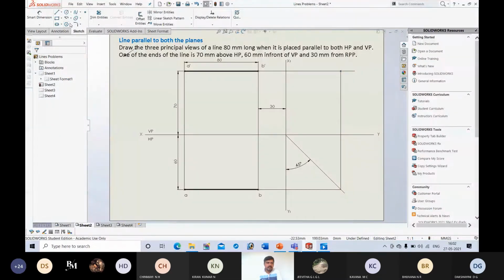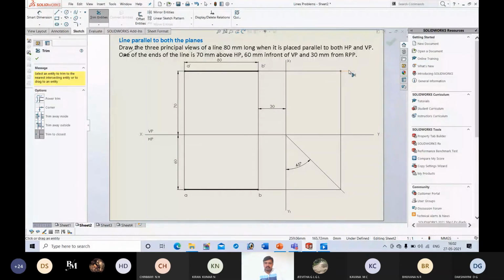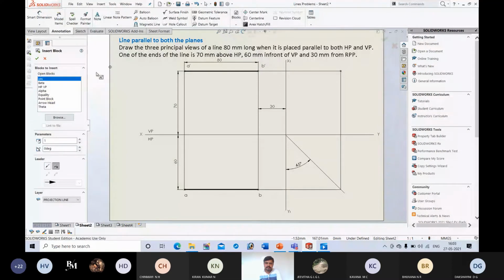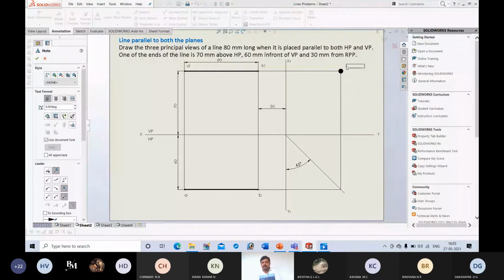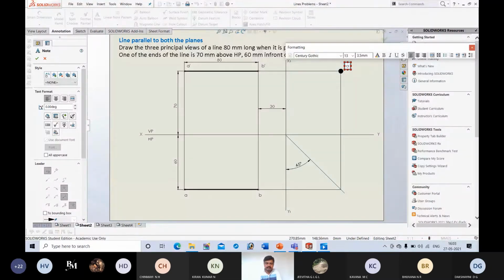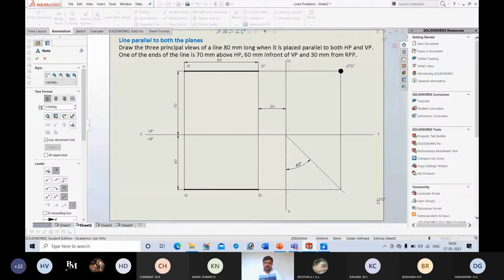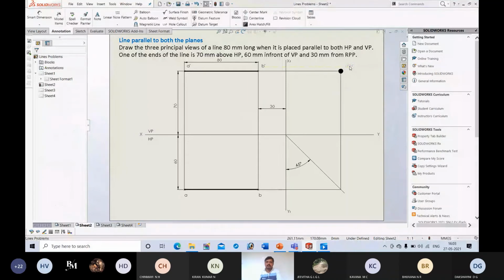Now again you have to apply the concept. Why are you getting the profile view as a point? If a line is kept parallel to HP and VP, automatically it will become perpendicular to the profile plane. That is the reason you are getting the side view as a point. Both A and B will be represented by this: A double dash, B double dash. That is the profile view. This is the solution for this problem. If you have any doubts, you can ask.